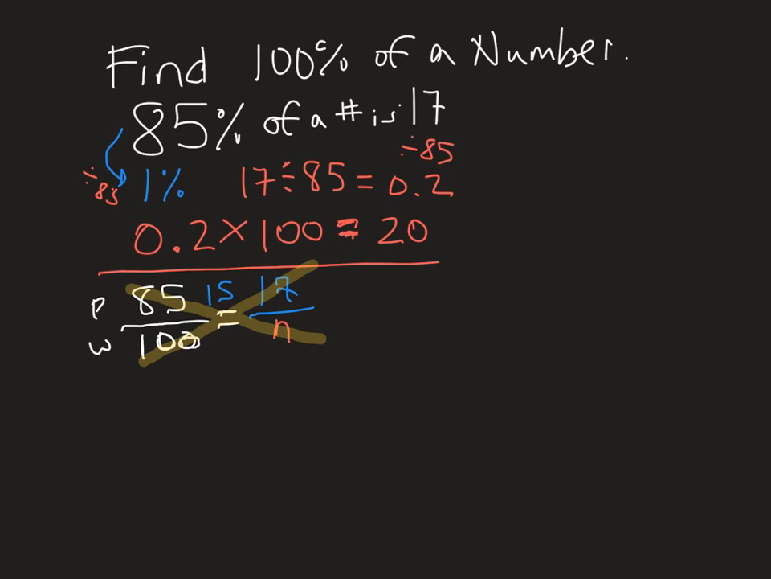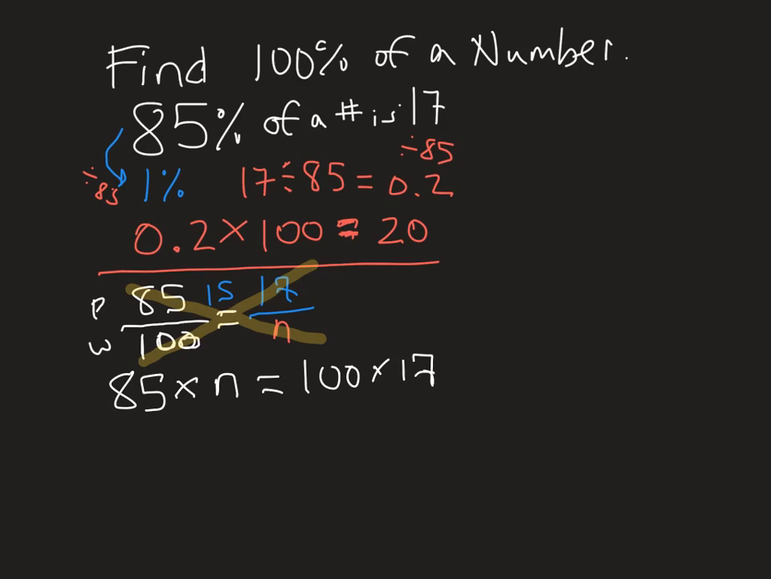Okay, so the first thing I'm going to do is do 85 times n. I'm going to do this the long way. Some of you can do it in your head, I know, 85 times n, but I'm just showing this in the longer step. And then I'm going to take 100 and multiply it by 17.